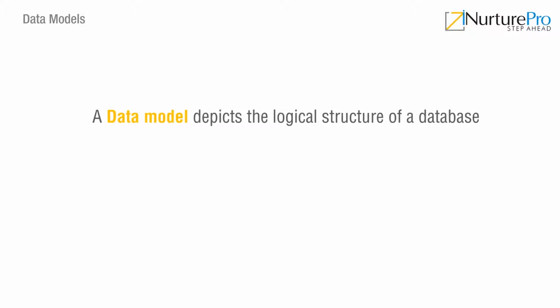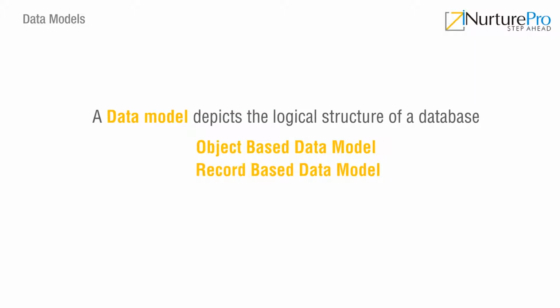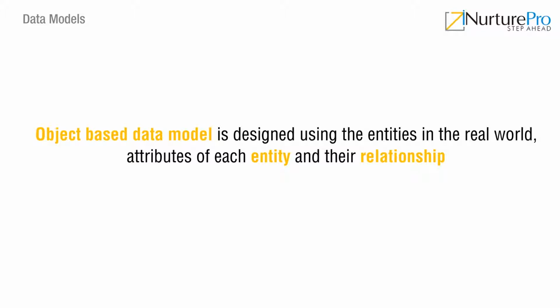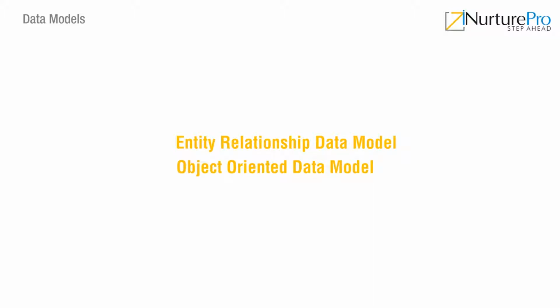Now let us do a quick recap of this video. A data model depicts the logical structure of a database. A data model is categorized into object-based data model, record-based data model, and physical data model. Object-based data model is designed using the entities in the real world, attributes of each entity, and their relationship. Object-based data models are further categorized into two: entity relationship data model and object-oriented data model.